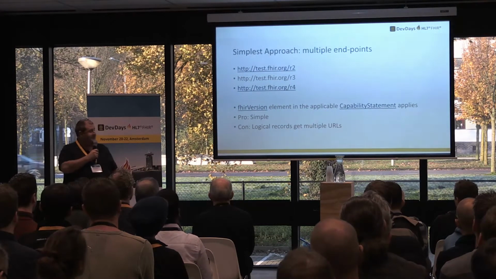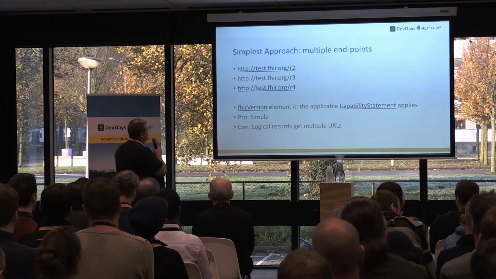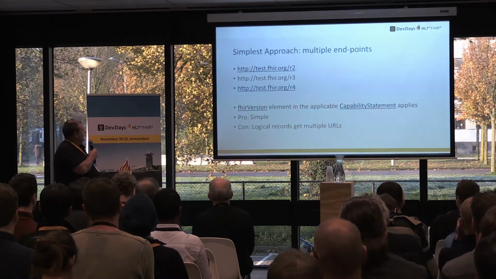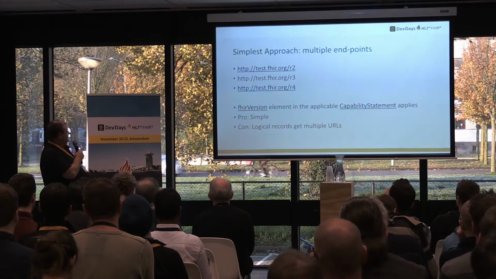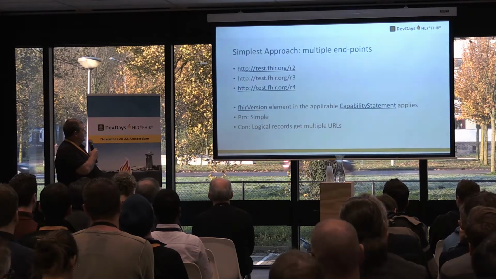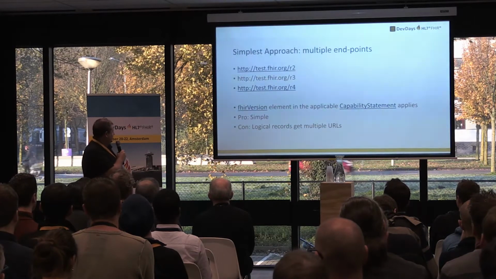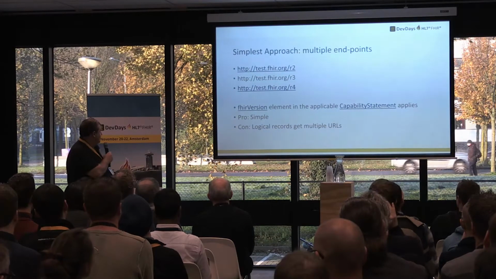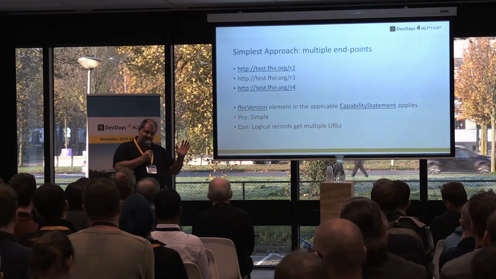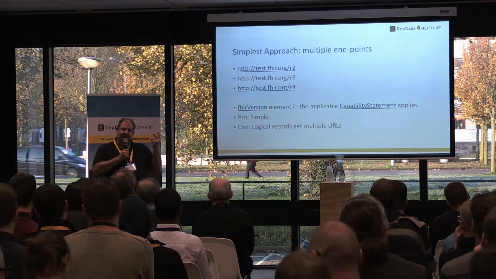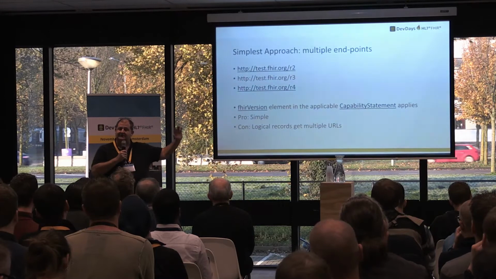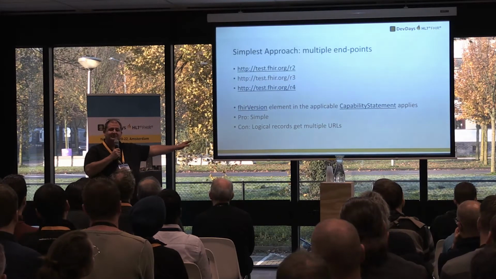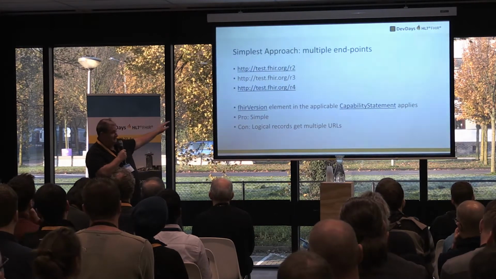So the simplest approach is to say, okay, I'm going to put multiple endpoints. For instance, test.fhir.org has /r2, /r3, and /r4. And if you go and hit that and get the CapabilityStatement, it will tell you which version is in use on each of those endpoints. So this is a nice, simple approach that everybody can get their heads around, and that's really nice. But the problem with this is that on test.fhir.org, each of those endpoints is a different set of data, right? There's no relationship. There's only occasional coincidental relationship between the different endpoints.